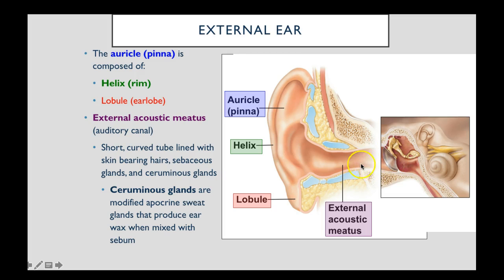Within the external acoustic meatus, we are going to have it lined with skin, and we will have some hairs within here, some sebaceous glands, and a new structure, which are ceruminous glands. These are going to be modified apocrine sweat glands, and they produce a very special substance. They are going to produce cerumen, or what we know as earwax.